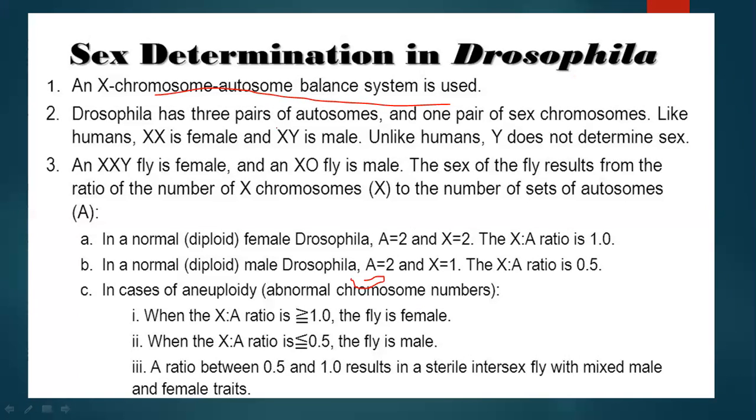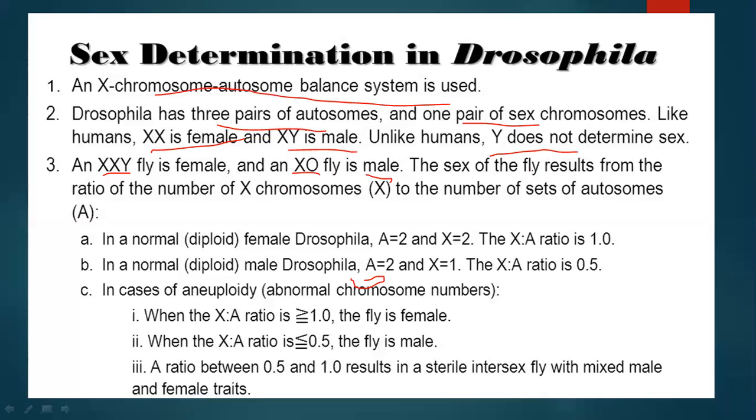Normally Drosophila has 3 pairs of autosomes and 1 pair of sex chromosomes. So XX is female, XY is male, like human beings, but unlike human beings, Y does not determine the sex. In human beings, Y determines the male sex, but that is not the case in Drosophila. So an XXY fly is female, and an XY fly is male.